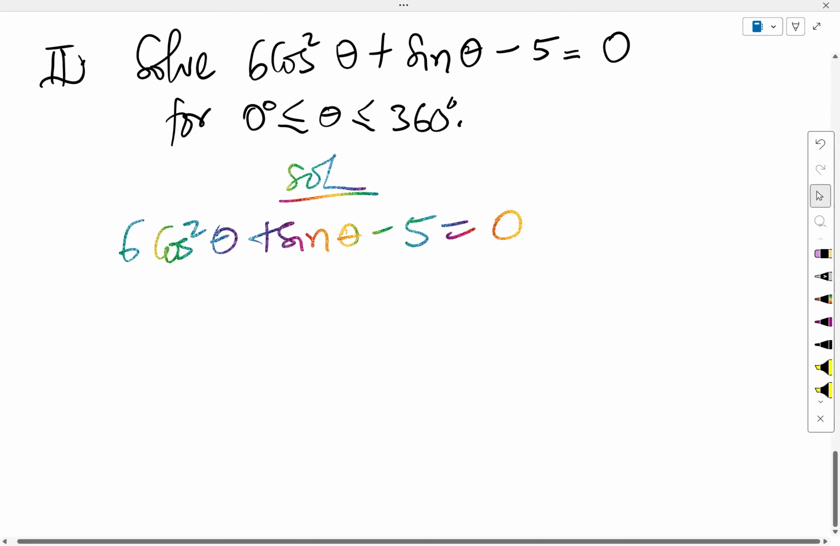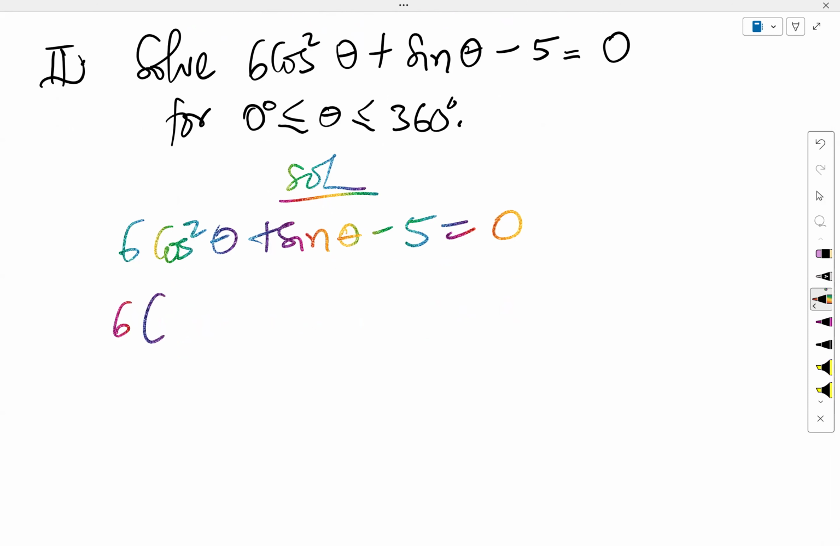So this is sine theta already, and this is cos squared theta. So at least it's very good if we have them as the same. And we already know that sine squared theta plus cos squared theta is 1. So that means that 6 into cos squared theta is the same thing as 1 minus sine squared theta, plus sine theta minus 5 equals 0.